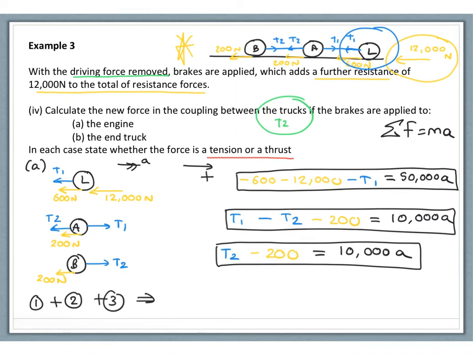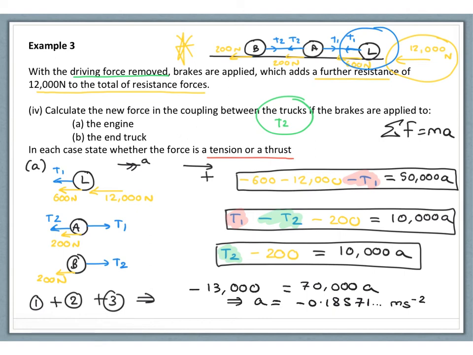Now, hopefully you will have noticed, as we've seen previously, we have a minus T1, a positive T1, a minus T2, a positive T2, so the individual tensions will all cancel out. Now, the addition then gives us minus 13,000 equals 70,000 A, and then A equals negative 0.18571, which, interestingly, is the value that we got for the acceleration in part 3.